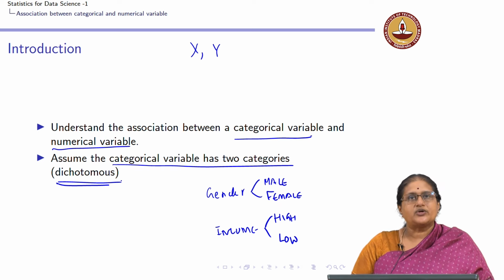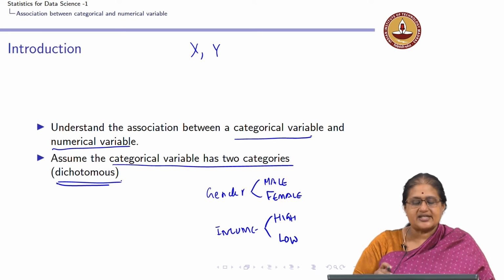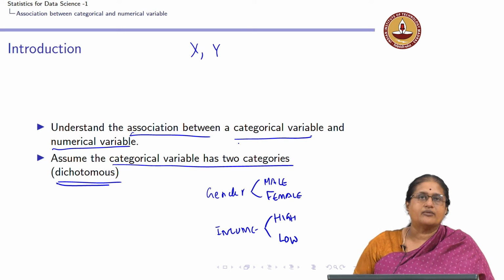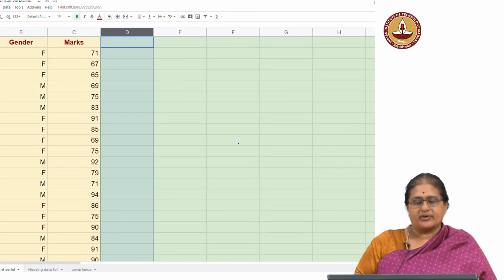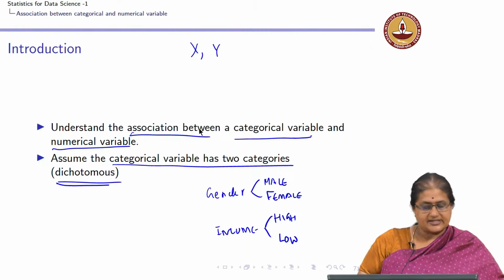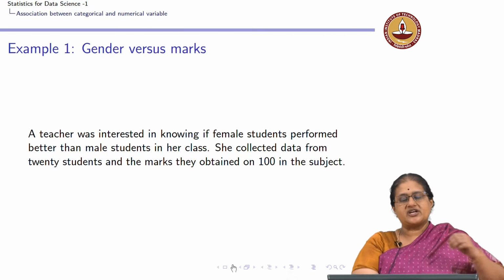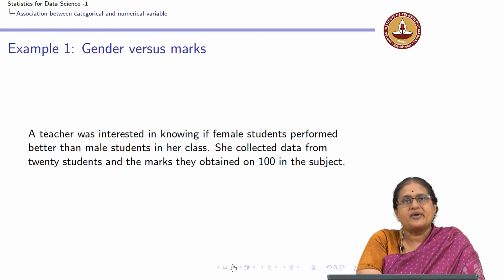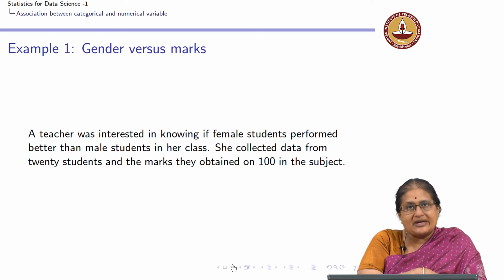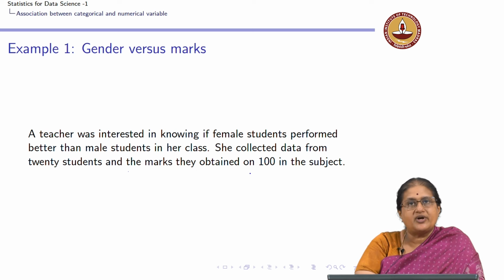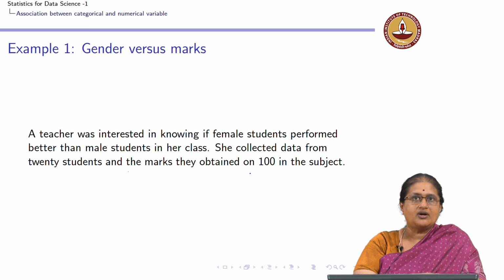So, now we are going to see how we summarize the association, or understand the association, between a categorical variable and a numerical variable. Let us look at the following example. Suppose a teacher was interested in knowing if female students performed better than the male students in her class. So, what did she collect? She collected data from 20 students, and the marks they obtained in the subject she is teaching, on 100.